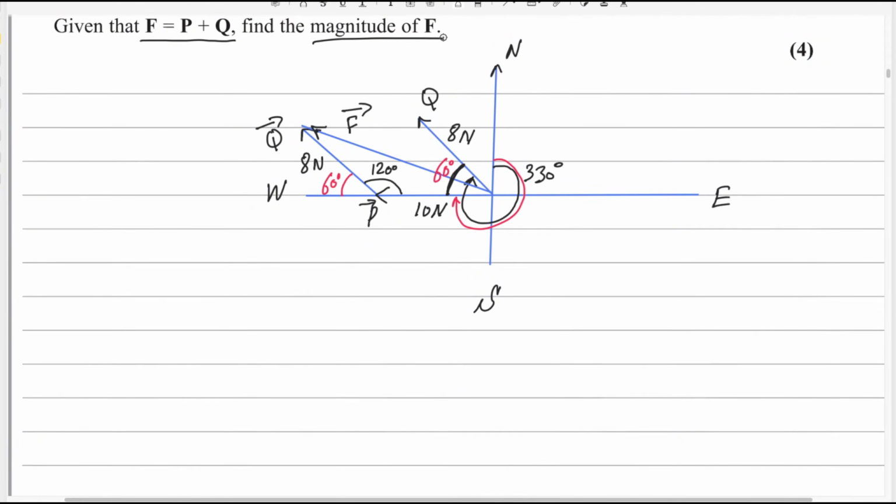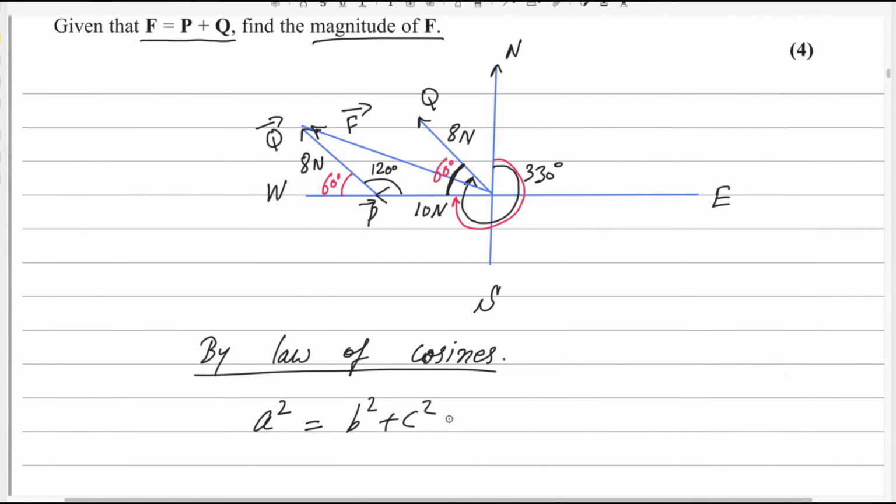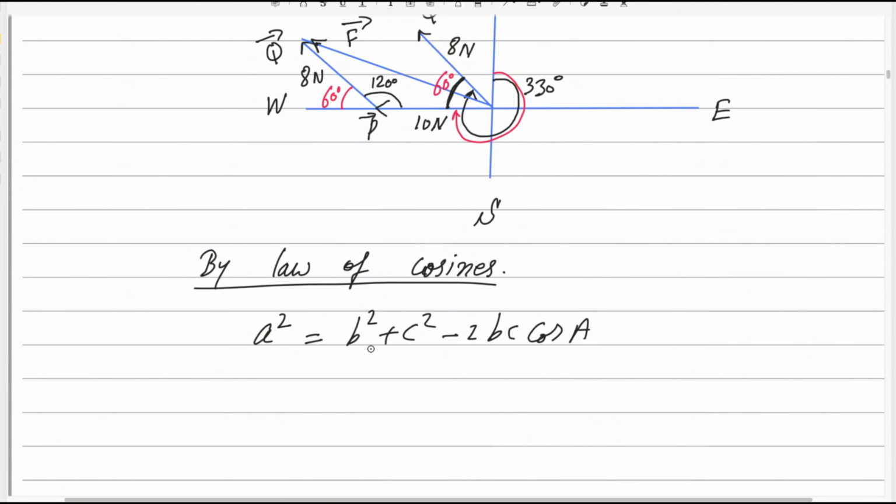We need to find magnitude of F by law of cosines. Law of cosine, let me write here, that is equals to a square is equals to b square plus c square minus 2bc cosine a. This is the law of cosine. You know that these two sides are the sides containing the angle, and a is the opposite side of the angle. Opposite side of the angle is F. So here you could find here F square.